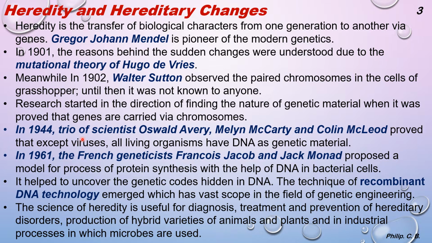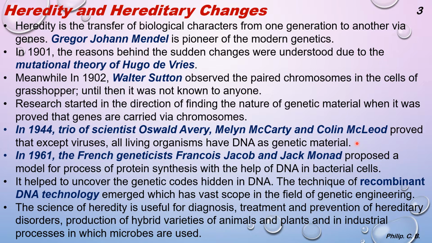In 1944, the trio of scientists, Oswald Avery, Maclyn McCarty, and Colin MacLeod, proved that except viruses, all living organisms have DNA as the genetic material. So DNA is the genetic material which carries the characteristics from one generation to other generation.